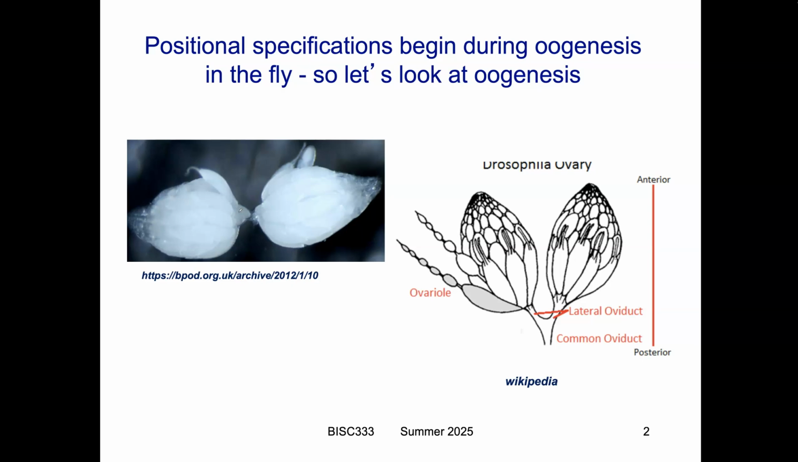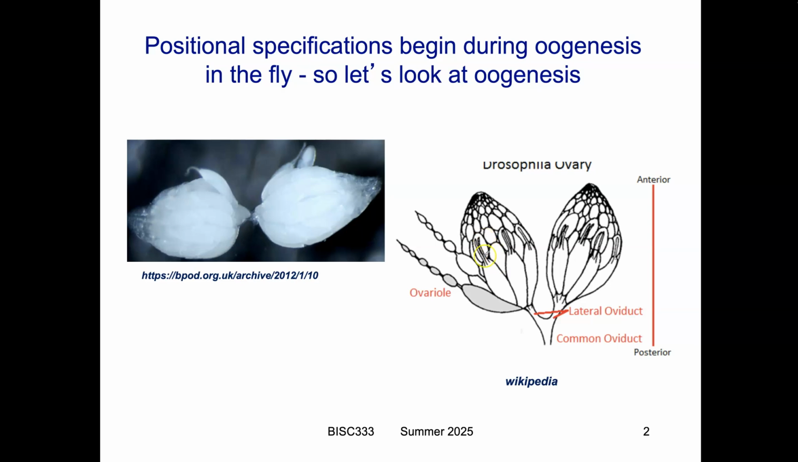The main function of the adult stage of Drosophila is reproduction. Their whole aim is to reproduce as much as possible, and so these enormous ovaries are how that's done.